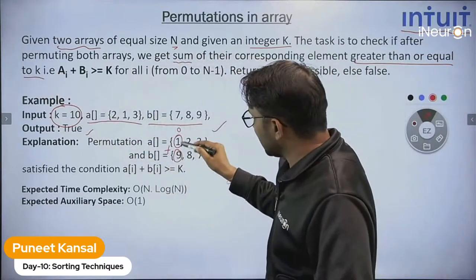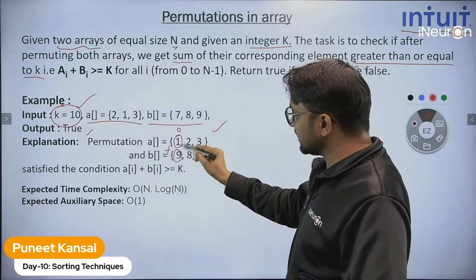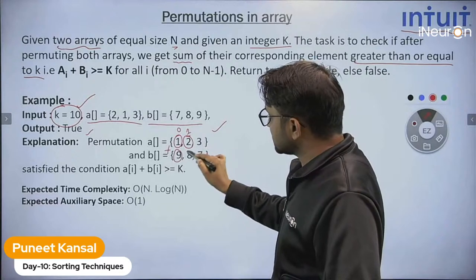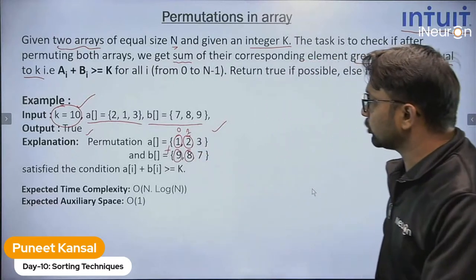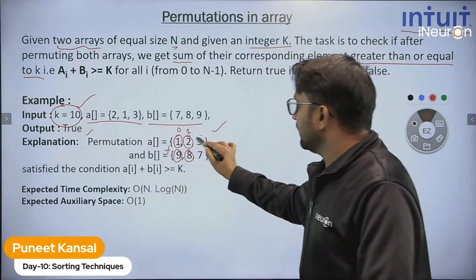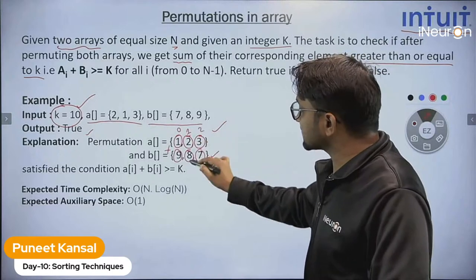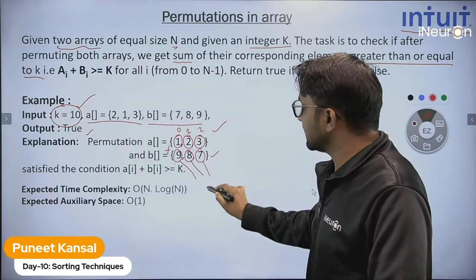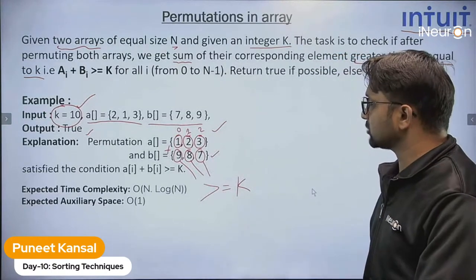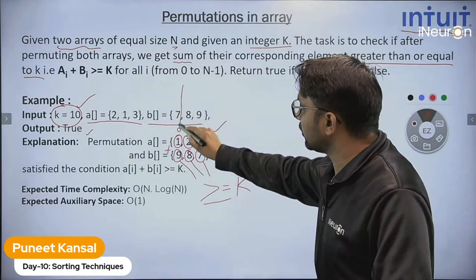So is this greater than or equal to 10, the k value? Yes, it's equal to 10 actually. Check for every index, for the 1st place also. Is 2 plus 8 greater than or equal to 10? Yes, it's actually equal to 10. So for every index, all the sums are greater than or equal to k. In this case, all are actually equal to k.